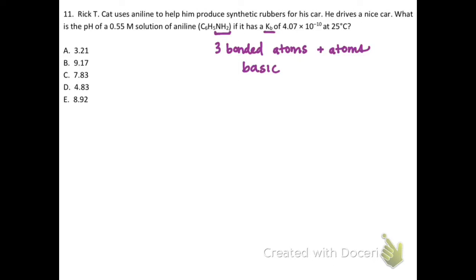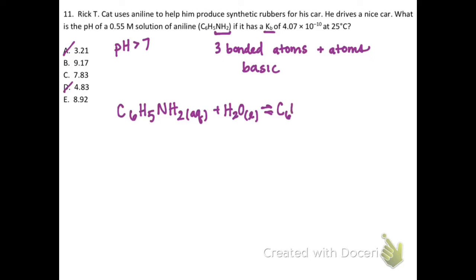Okay, so now we can go ahead and rule out a few options because we know that our pH should end up being greater than 7. So boom, we're already rid of answers A and D. Now let's go ahead and write the reaction. We have our aniline base. And whenever we're writing a base hydrolysis reaction, we need to include water, which is a liquid. And we will then have the protonated conjugate acid of the aniline, which will have a positive charge and leave behind hydroxide.